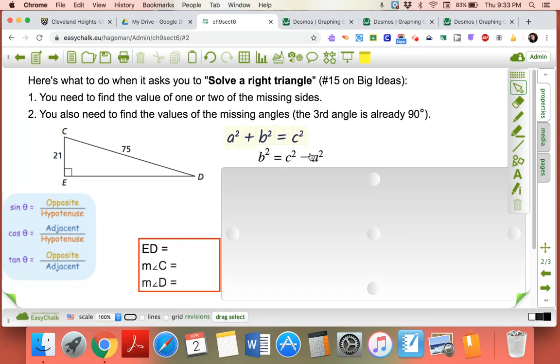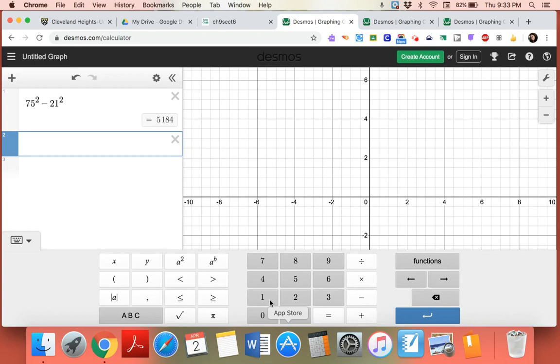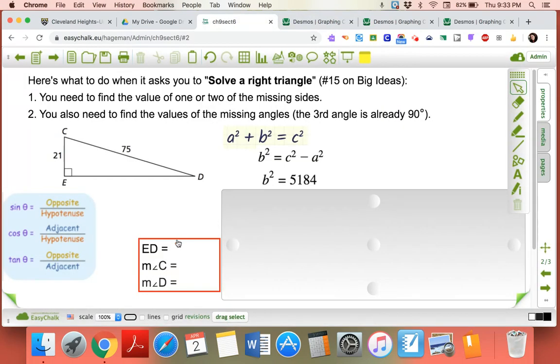So you're going to plug 75 in for C. You're going to plug in 21 in for A, and that's going to give you 5,184. And I just did that in Desmos. And then remember, you have to take the square root now of 5,184. And that is going to actually give you 72 exactly. And this answer does make sense because we're looking for a long side, but we're not looking for the largest number. So 72 is smaller than 75, but larger than 21.